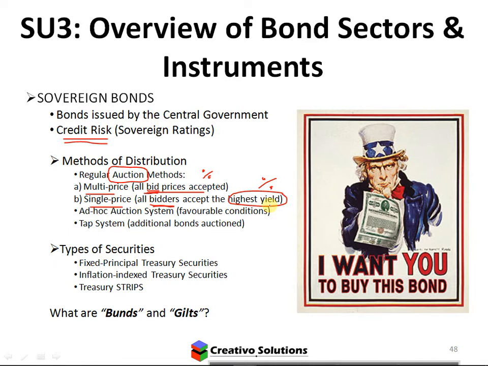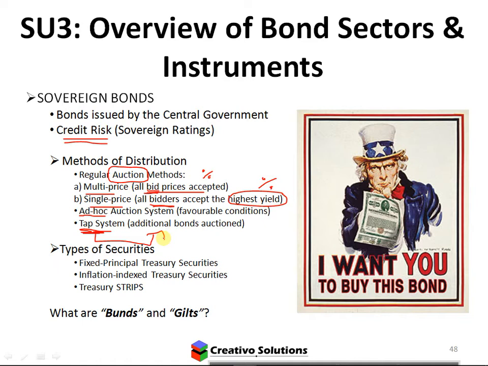Ad hoc, meaning as and when. And that's an auction system. Favorable conditions there would apply. A tap system is where additional bonds could be auctioned. Because remember, a bond is a product. You might not have so much of it. If there's a limitation on the amount of bonds that you can issue, there will possibly be a cap on the amount that you can issue. If you've got a tap system, you might be able to raise more capital by issuing additional bonds.